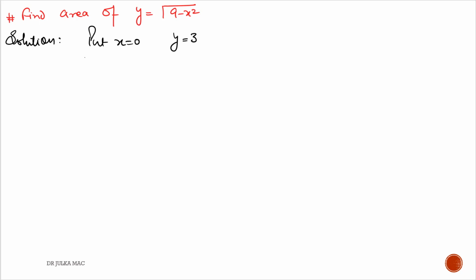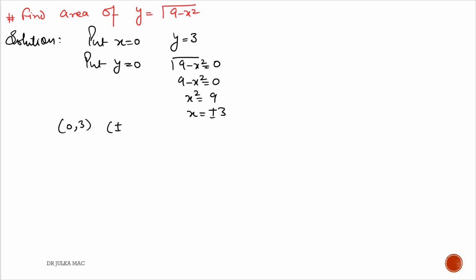Next example. Find area of y equal to root of 9 minus x square. It is a semicircle. First we put x equal to 0. When you put x equal to 0, the value of y is only 3, positive 3. When we put y equal to 0, then 0 equals root of 9 minus x square, and 9 minus x square equal to 0. So x square equal to 9, the value of x is plus minus 3. Now we have 3 points, 0, 3 and plus minus 3, 0. First we plot these 3 points on the graph.